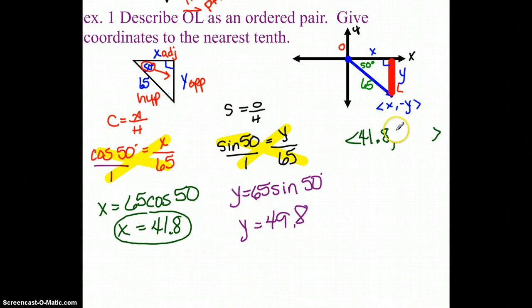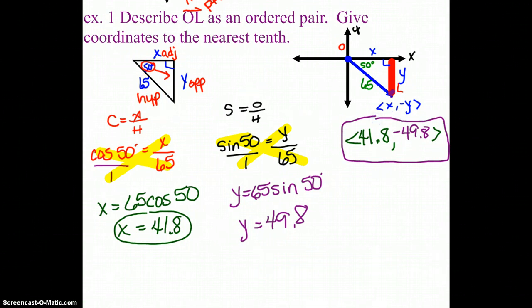So we'll just do 49.8. Now that means this is going to have to be a negative, because remember what we talked about. To get to this point right here, I'd have to go over a positive x and down some y. So this part right here is my ordered pair they're trying to describe.